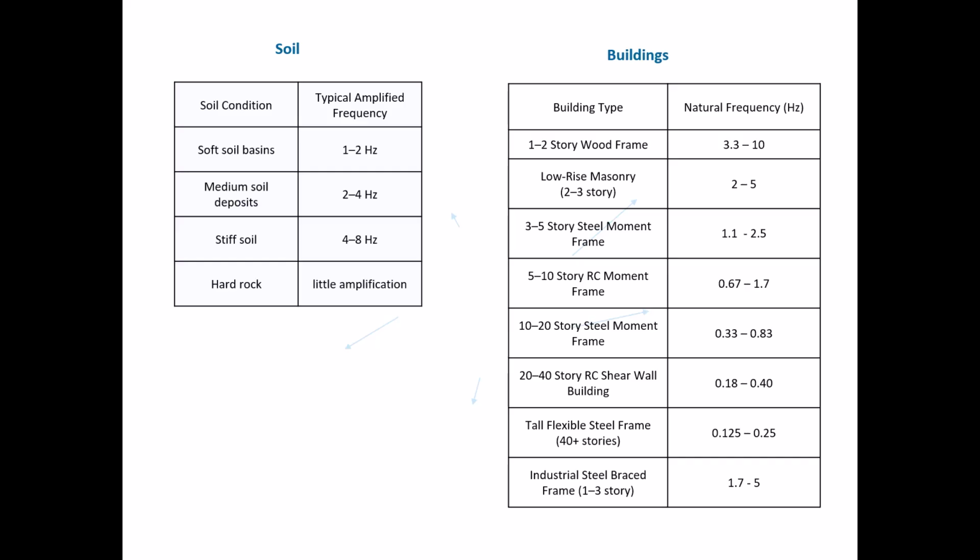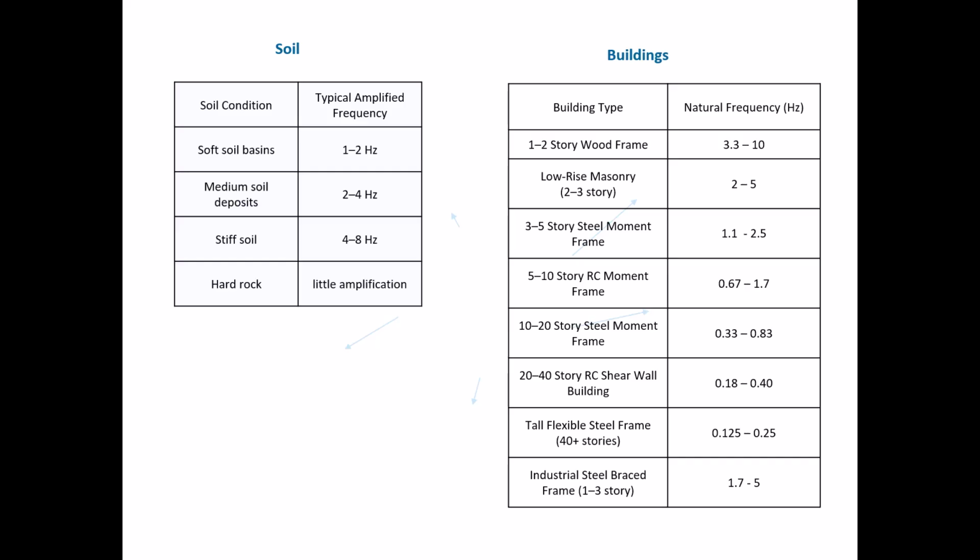So if we have soft soil, then we have lower frequency from 1 to 2 hertz, where that soil is amplifying the arriving energy from all those waveforms, around 1 to 2 hertz. In medium soil, 2 to 4 hertz. Stiff soil, 4 to 8 hertz. And again, bedrock, hard rock, that's what we like, because there's little dynamic amplification going to happen by the soil itself. Now for our buildings, it depends on the height and the construction and so forth.